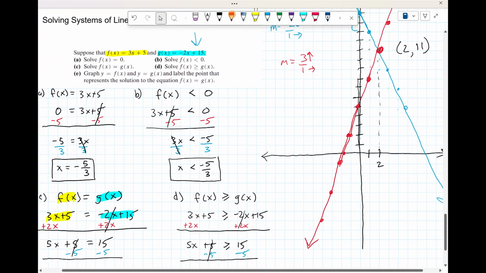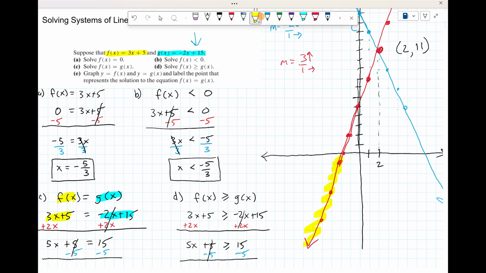When is f of x less than 0? That would be in this part here on my graph. And those are all the x values to the left of negative 5/3, which would be this point right here. That's the x value right there. And so that makes sense. Yes, f of x is less than 0 when x is less than negative 5 divided by 3.